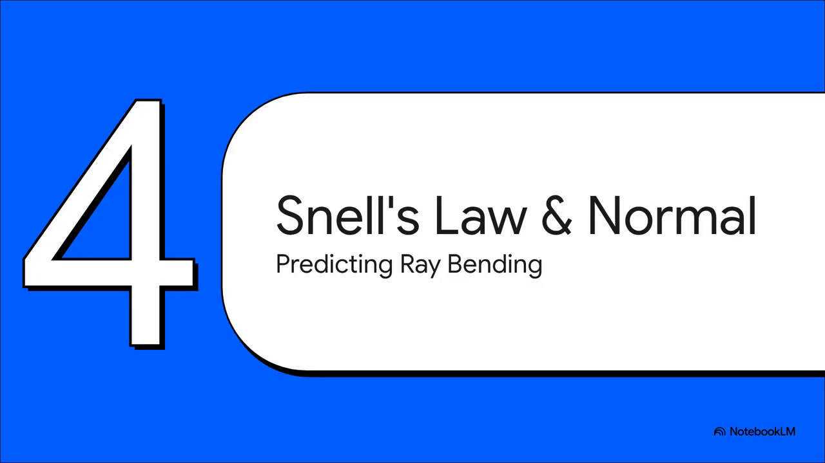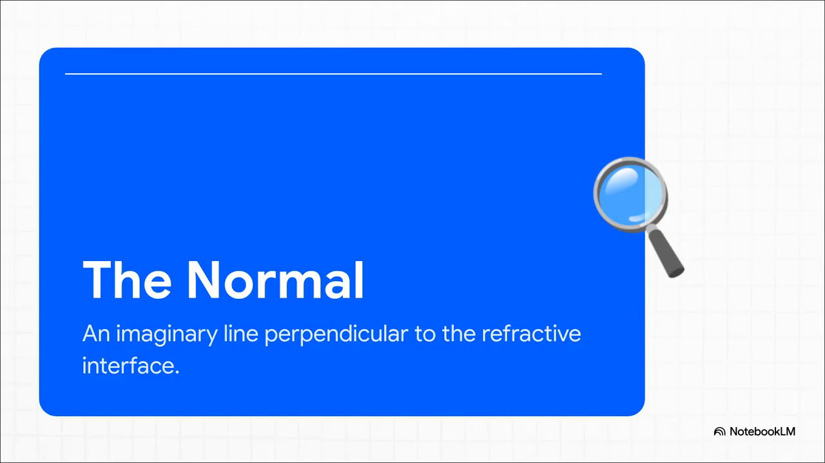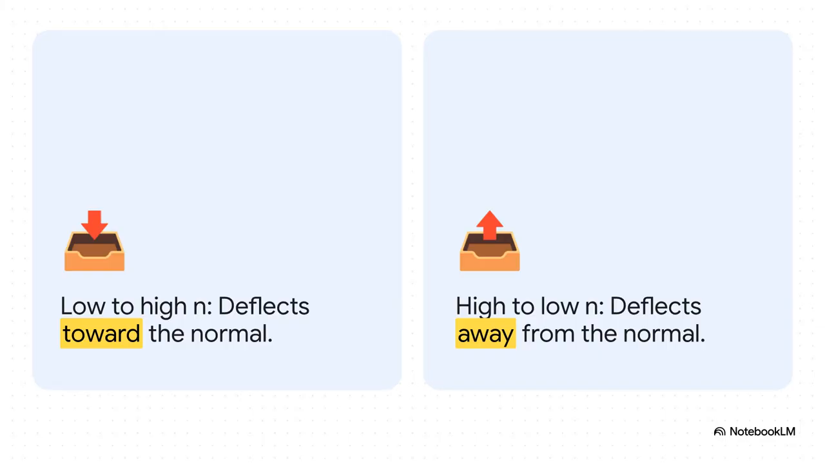Section 4, Snell's Law and the Normal. Now that we understand the physical mechanism, we can establish the mathematical rules to predict exactly which way the light will bend. To answer that, we introduce the normal. It's simply an imaginary line drawn perfectly perpendicular, a strict 90-degree angle, to the refractive interface. The normal is your anchor. Whether you're looking through a slit lamp or calculating an IOL, it is your central reference point for all optical bending. And here is your classic board rule.